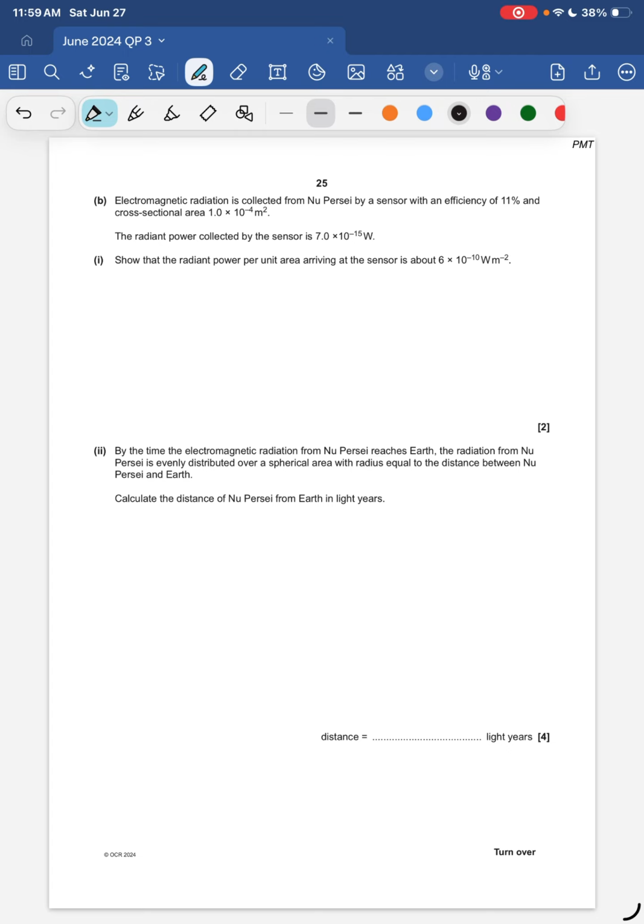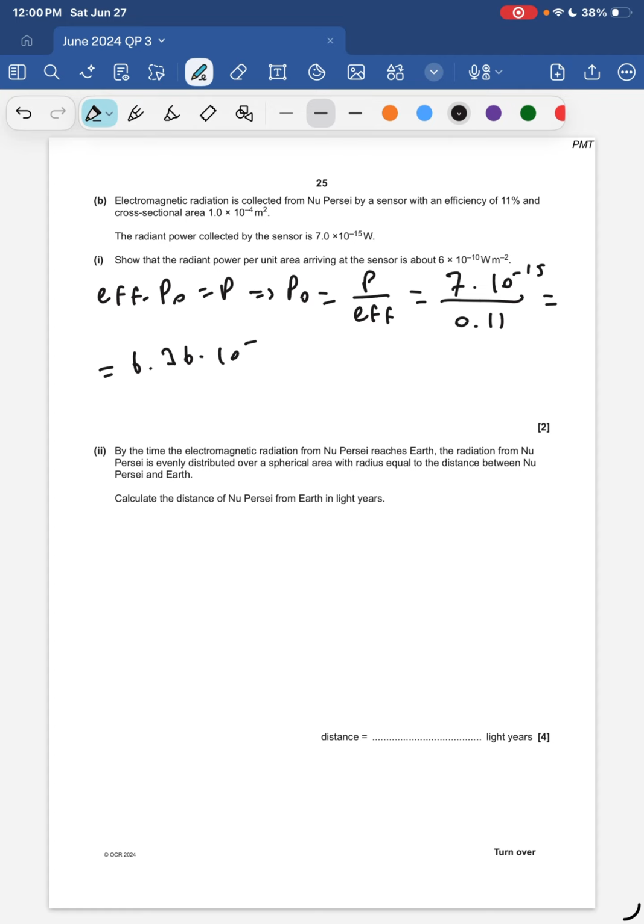Okay, so basically you can think about this, that the efficiency times the radiant power, which we will call P naught, is equal to P, right? So P naught, which we try to find, is the P over the efficiency, and the P collected is 7 times 10 to the negative 15 over 0.11, which yields 6.36 times 10 to the negative 14 watts. That's the radiant power in total, okay?